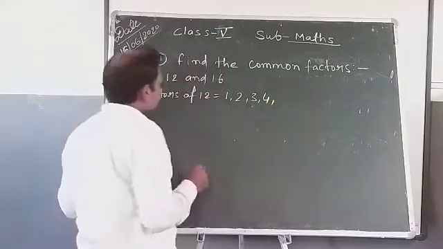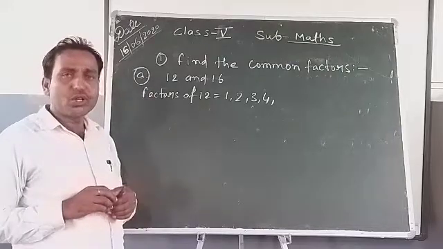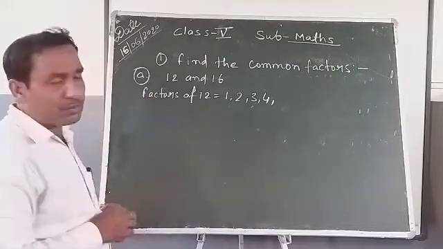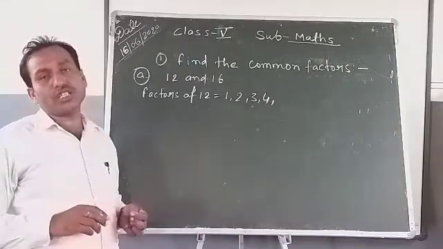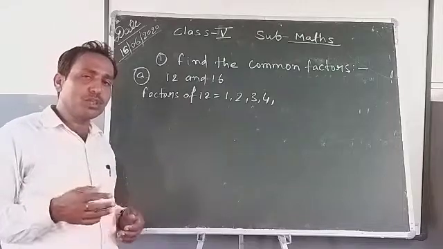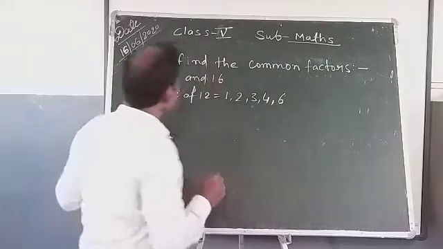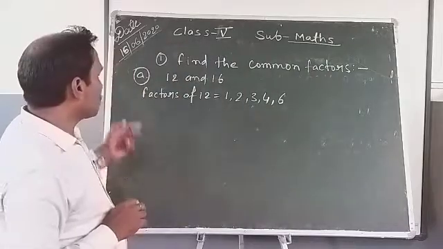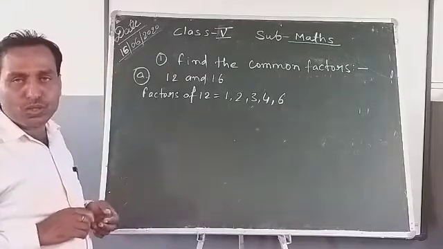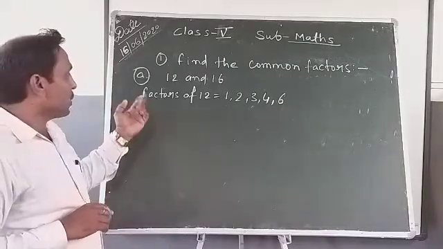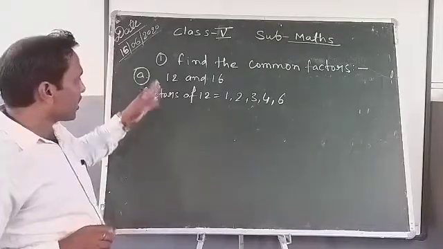Next, 5. Is 12 coming in the table of 5? Not coming, so 5 is not a factor of 12. After 5 the next number is 6. In the table of 6, 6 ones are 6, 6 twos are 12, so 12 is coming. So 6 is also a factor of 12. Next, 7: 12 is not coming in the table of 7, and 8, 9, 10, 11 are also not coming.